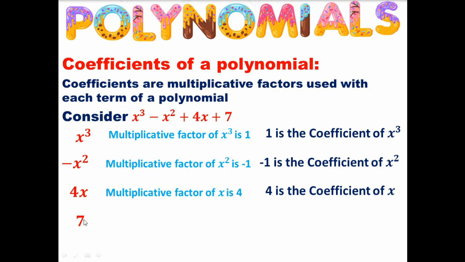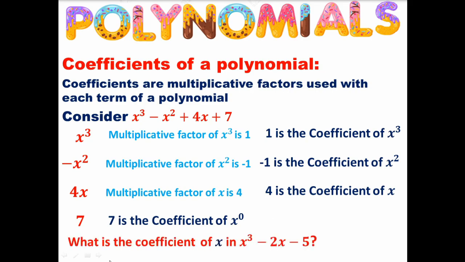Now consider the last term, 7. It's just 7. You don't have any variable with it, so I can say this is a constant term. Otherwise I can say it is the coefficient of x power 0, because we know that x power 0 is 1. So 7 x power 0 is equivalent to 7. We say 7 is a constant term, otherwise it's the coefficient of x naught.